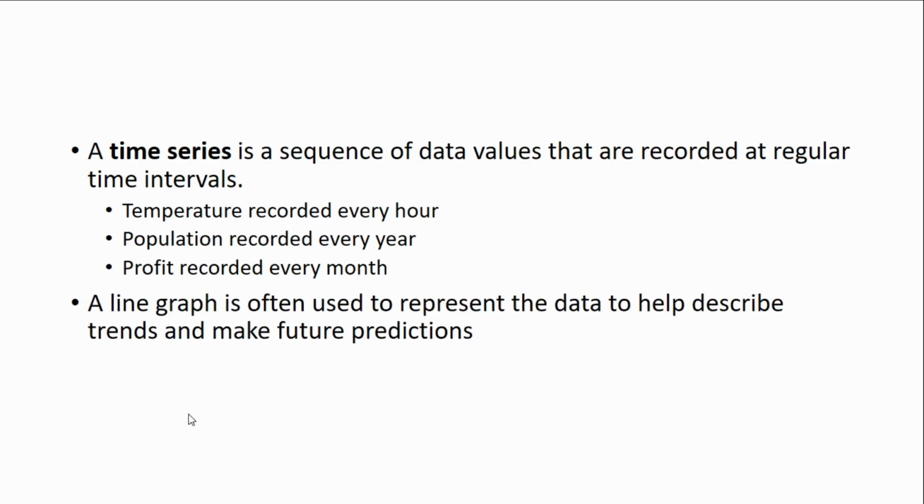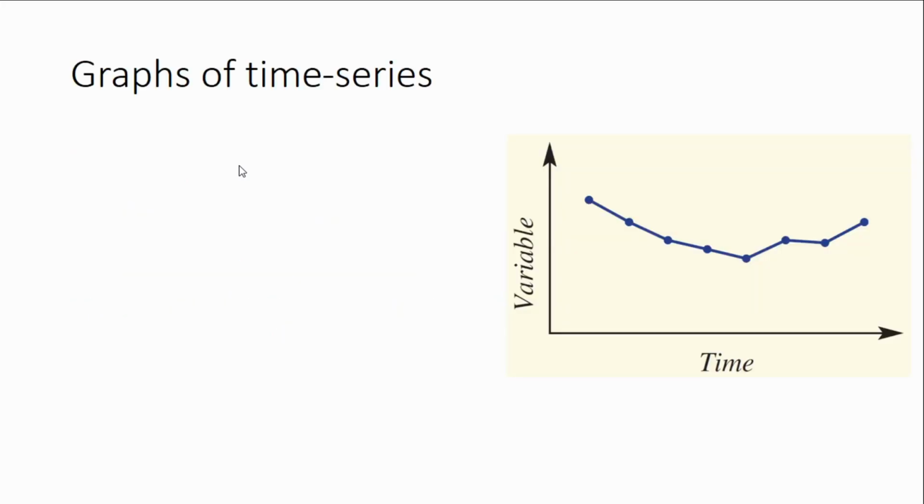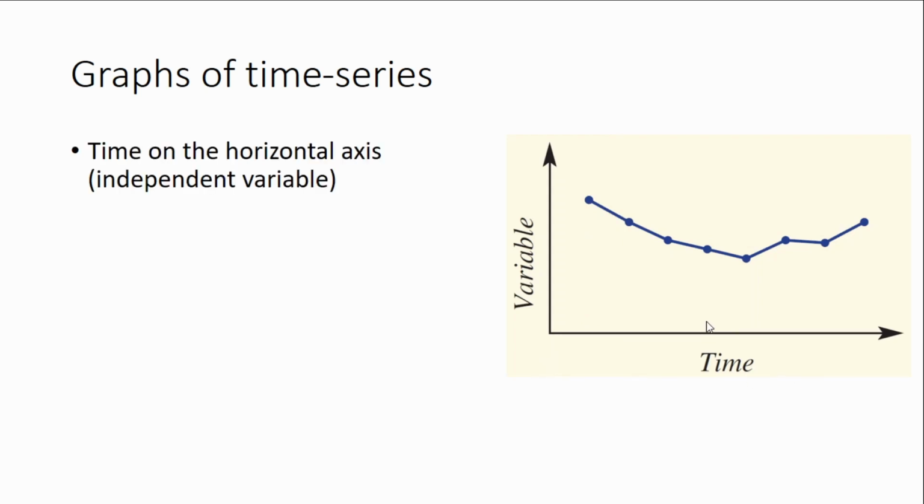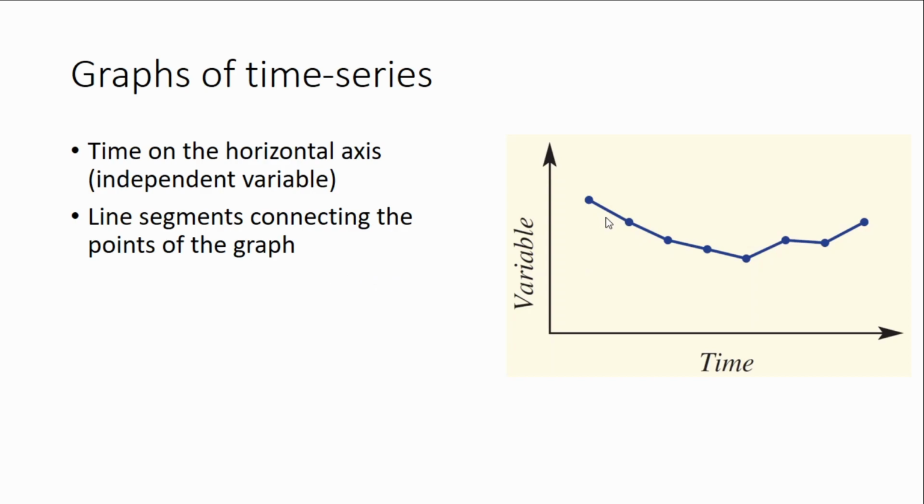You'll often see a line graph used to represent this data because this helps us describe trends and also make future predictions. Right, now we're going to have a look at the key features of a time series graph. And on the right here is what a typical one might look like. So the main point of this is that time is always on the horizontal axis, going left to right. And this is also known as the independent variable. Once you've plotted all the points, you'll also need to connect the points with a line.